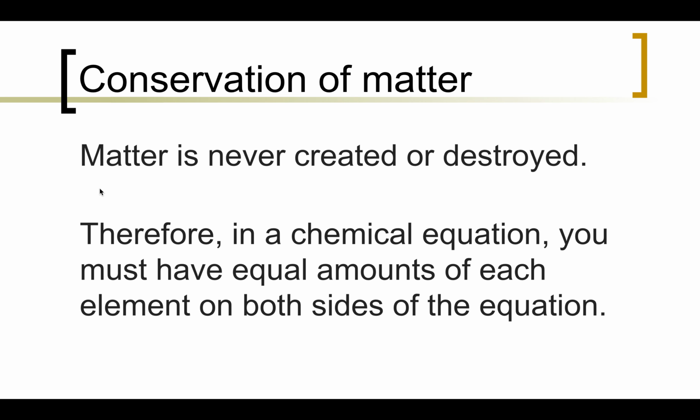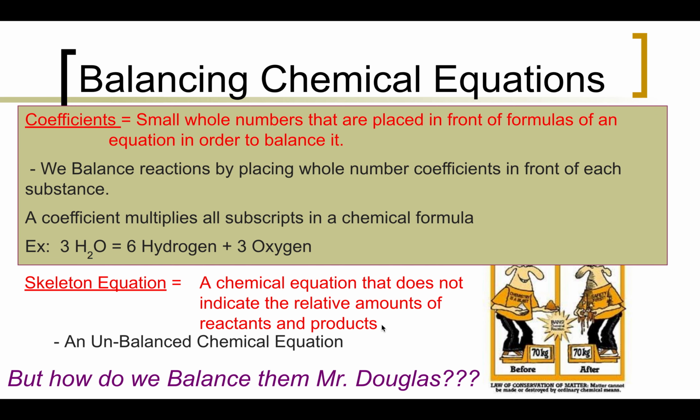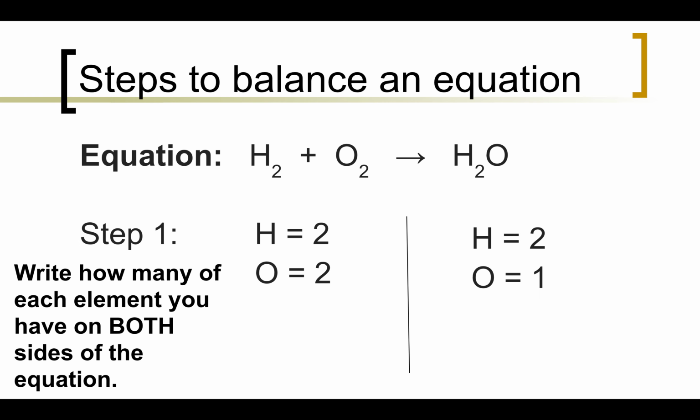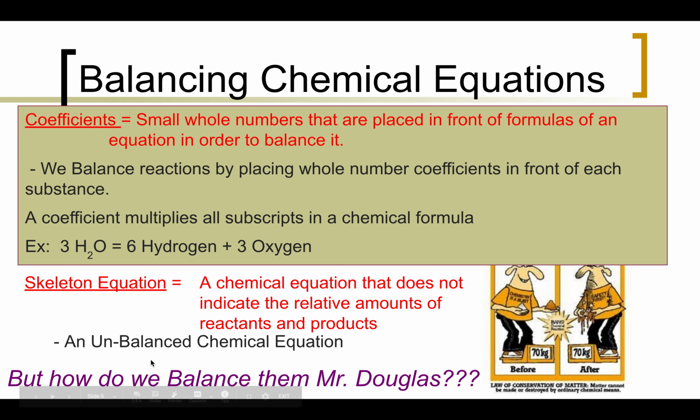The big idea here is that matter is never created or destroyed. What that means in a chemical equation is you need to have equal amounts of each element on both sides of the equation. We will look at how to balance an equation in a minute. But the big idea is if you have 2 oxygen as a reactant, you need to have 2 oxygens as a product. You're not getting rid of oxygen, they're not leaving the equation. And we do that by working with things called coefficients and subscripts.